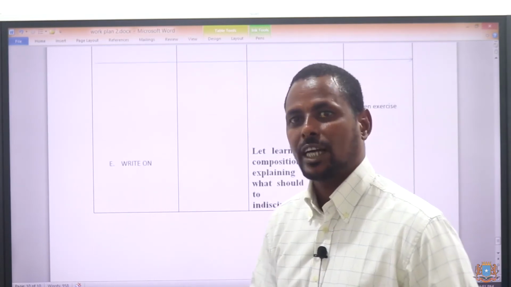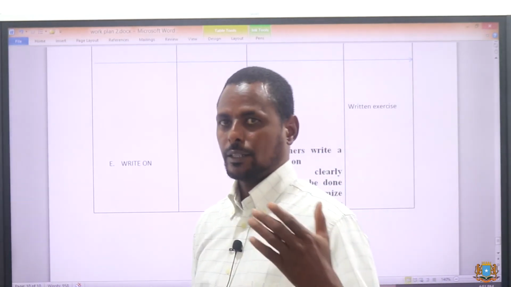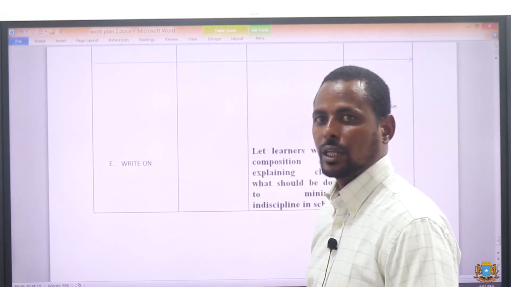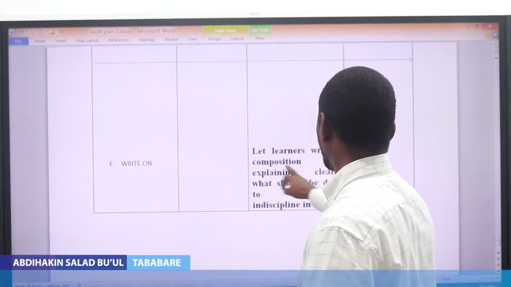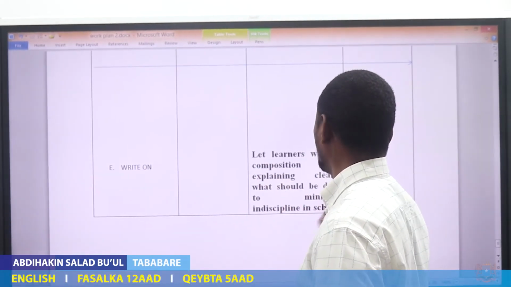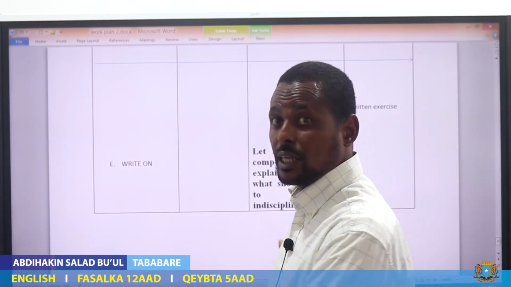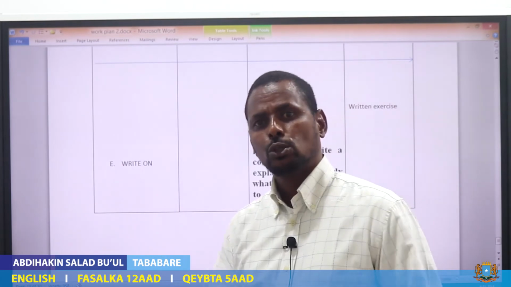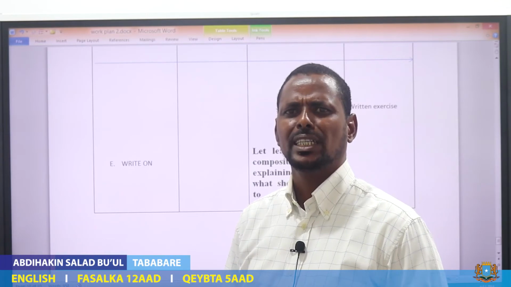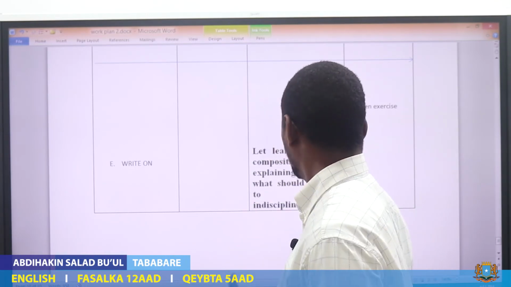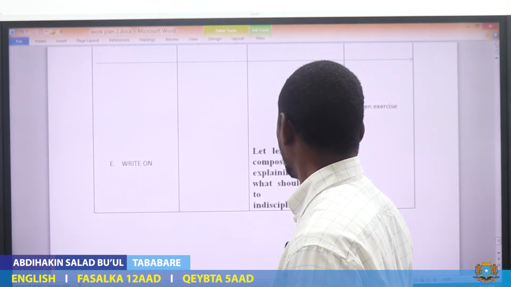Then E, we have Write On. Finally, as we have always seen in every topic, in every unit, the last segment is Write On. So this is: let learners write a composition explaining clearly what should be done to minimize indiscipline in the schools. As you can see, this is a composition that is very relevant to our contemporary life. Discipline. How can we maintain discipline? How can we maintain it, explaining clearly what should be done to minimize indiscipline in the school?